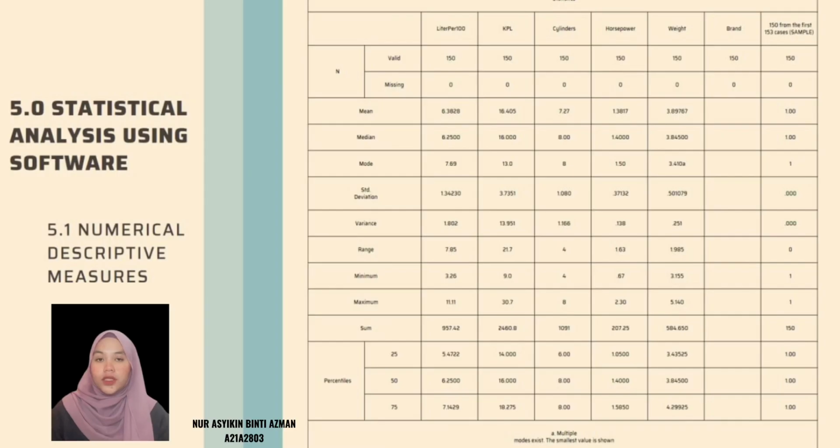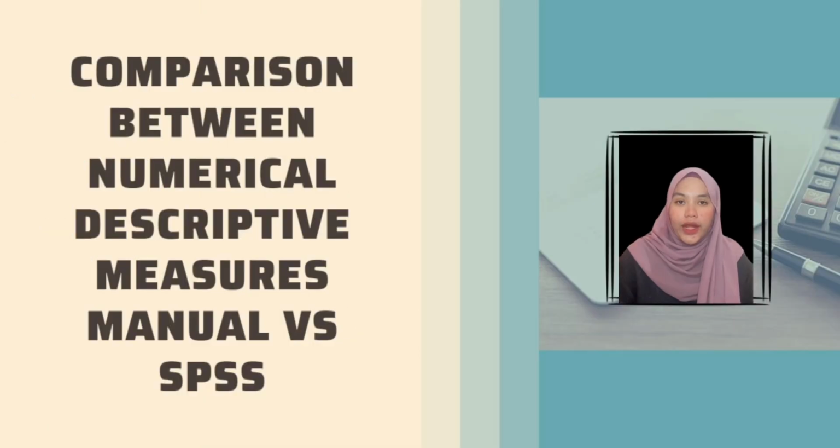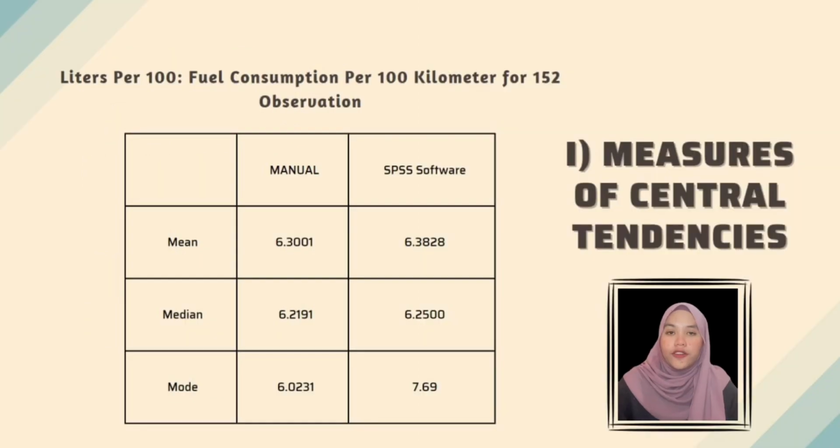Thank you. 5.0 Statistic Analysis Using Software, and this is the timetable for 5.1, which is Numerical Descriptive Measure. Next, we move to comparison between Numerical Descriptive Measure Manual vs SPSS. The first one is measure of central tendency for liter per 100 km fuel consumption for 152 observations. The table shows the mean, median, and mode for manual and using SPSS software.